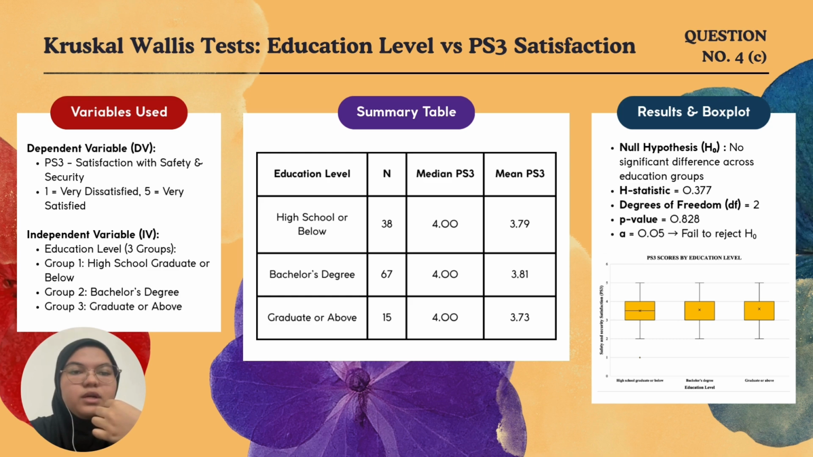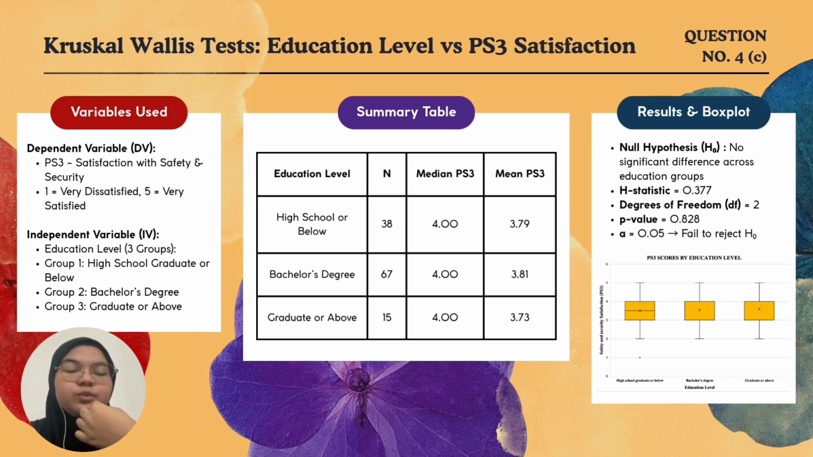As for education level, it includes 3 groups: high school or below, where n equals 38, bachelor's degree, n equals 67, and lastly graduate or above, where n equals 15. As shown in the summary table, all 3 groups had the same median score of 4, with mean scores of 3.79, 3.81, and 3.73 respectively. The null hypothesis for this test is that there is no difference in PS3 satisfaction across education levels. For the results, the Kruskal-Wallis test gave a test statistic H of 0.377 and a p-value of 0.828.